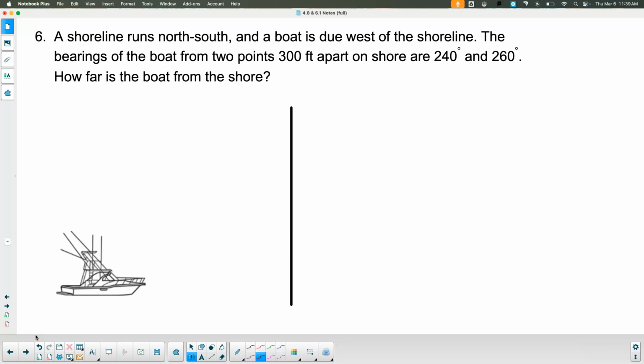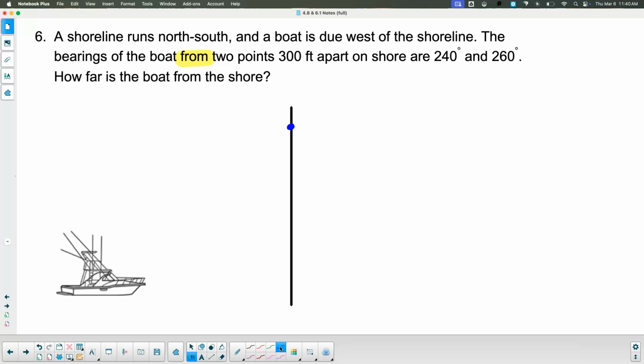So there is one very important word that you might have glossed over in this, and that is the word from. So the bearing from the 2 points is that. Okay? So let's come up with our 2 points. You should put them anywhere on the shoreline. Hopefully we put them in the right spot.